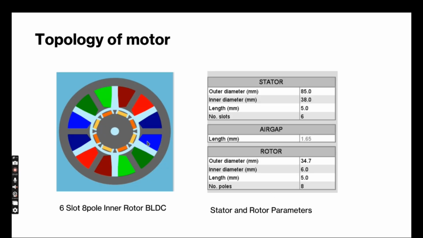Topology of motor. We chose a 6 slot 8 pole inner rotor BLDC motor for high torque and high RPM. Stator inner diameter was 38 mm and outer diameter was 85 mm, while the rotor outer diameter was 34 mm and inner diameter was 6 mm. These parameters were set to get the air gap length less than 2 mm. This would increase the efficiency of the motor.